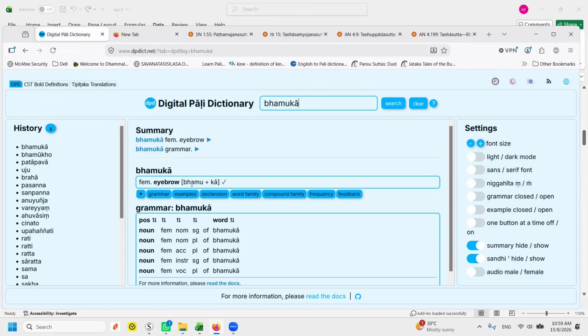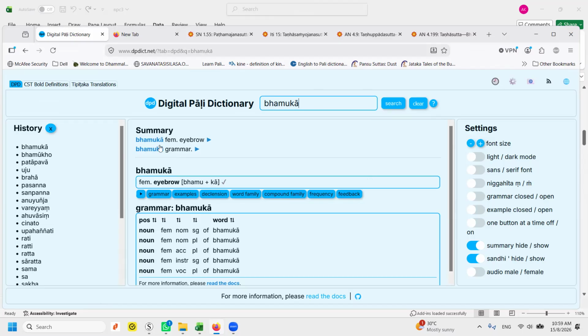This translation is the heifer: the eyelashes are like the young cow's eyelashes, so long like that. So this is describing the 32 marks of the Buddha.